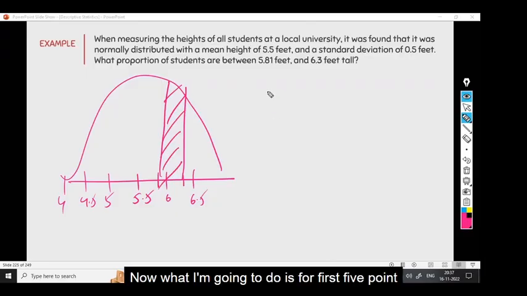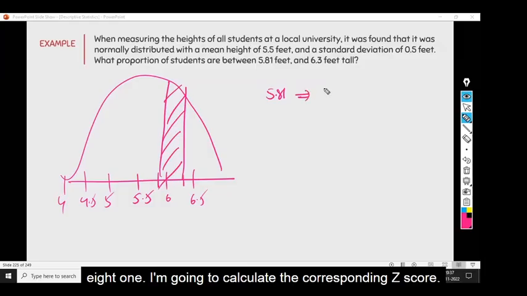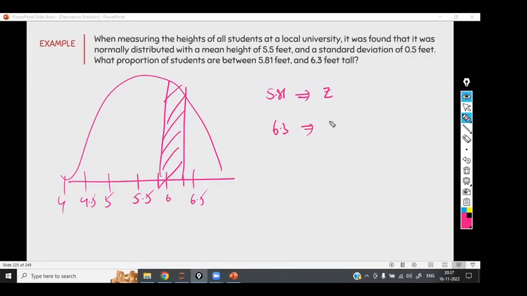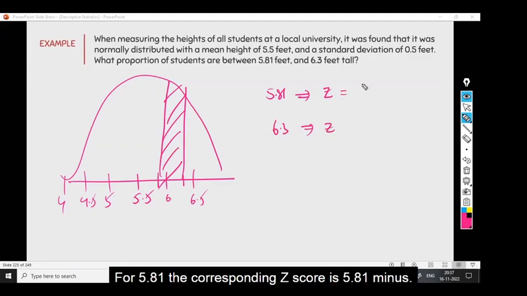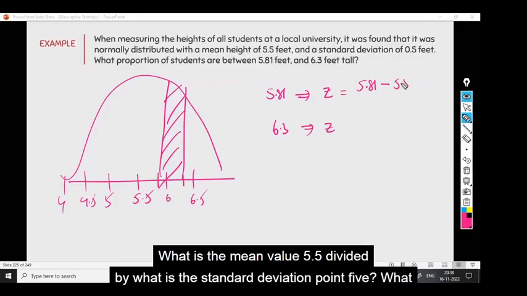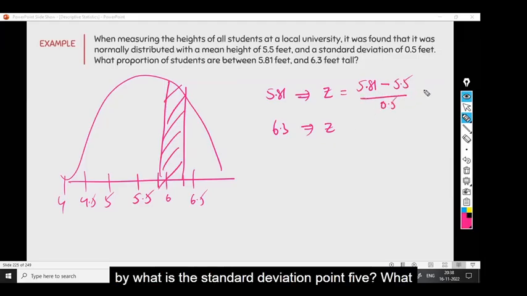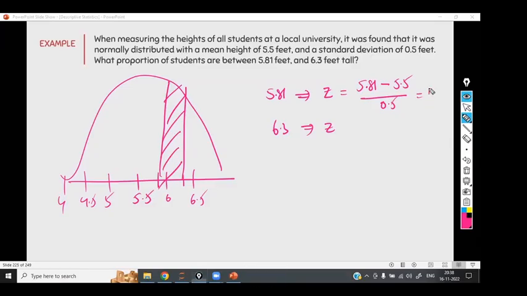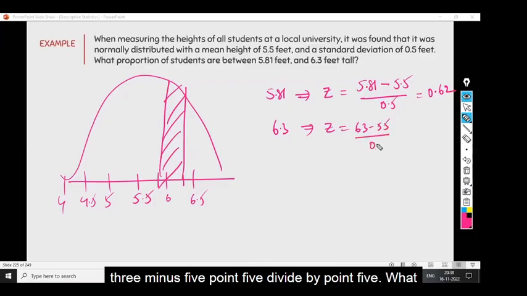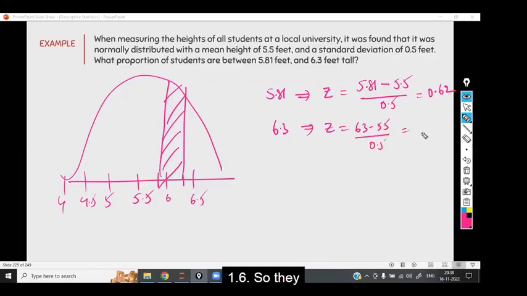Now what I'm going to do is, for 5.81, calculate the corresponding z-score, and for 6.3, calculate the corresponding z-score. For 5.81, the z-score is 5.81 minus the mean 5.5, divided by the standard deviation 0.5. What is the answer? 0.62. Now for 6.3, 6.3 minus 5.5 divided by 0.5. What is the answer? 1.6. So they want the probability for z from 0.62 to 1.6.